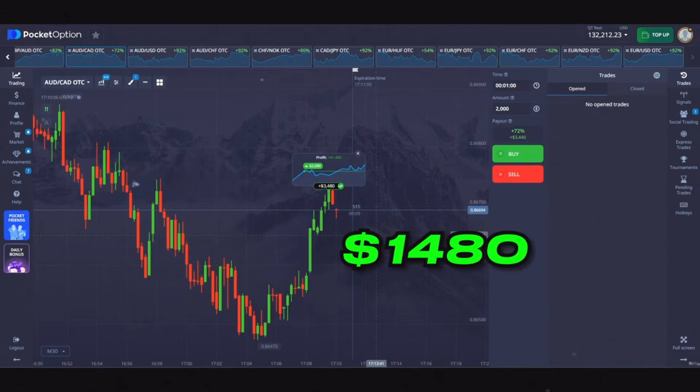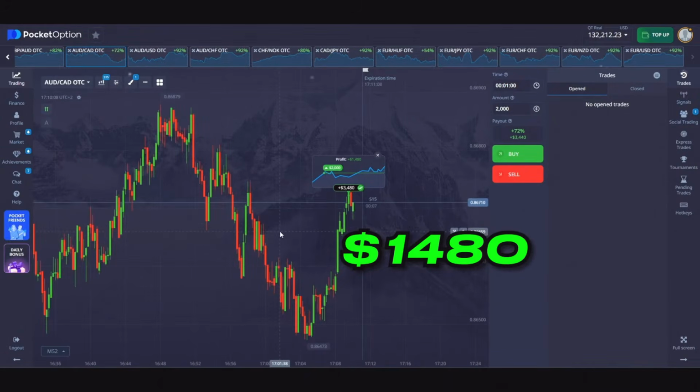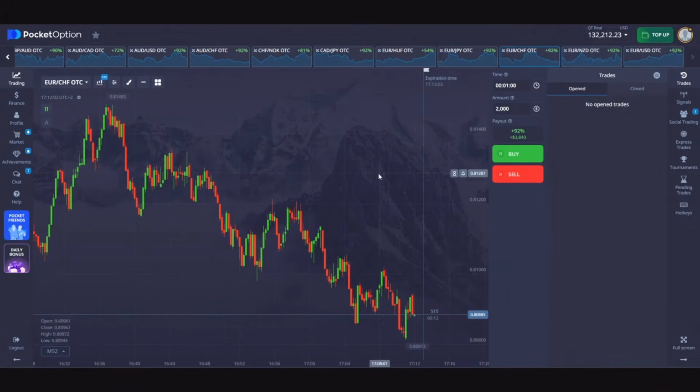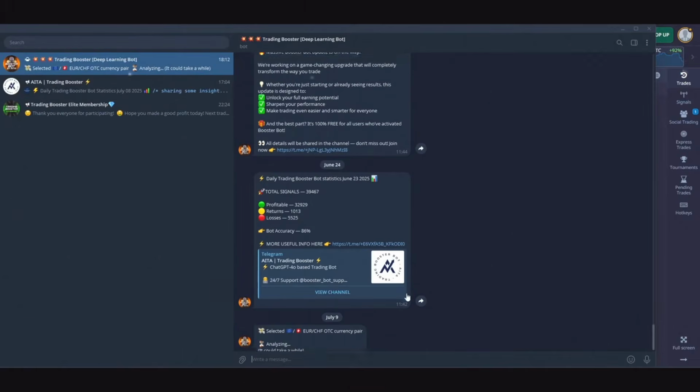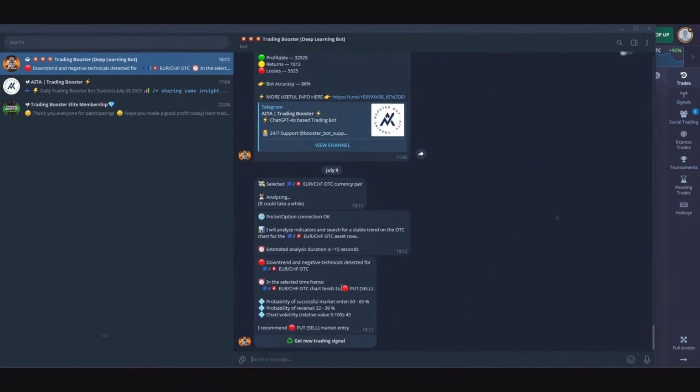Another $1,500 land in my balance, and let's open one more trade. I'm choosing the next currency pair, Euro, Swiss franc. Let's see how this currency pair performs on the OTC market. I select it in the booster bot and get a sell signal. And by the way, the percentages here are low, so I'm going to skip this signal.